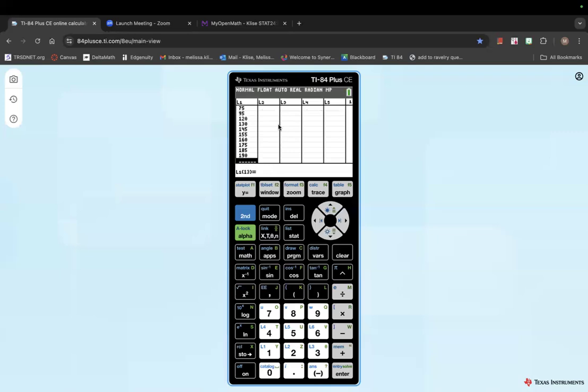Okay, got all of my X values in. I'm going to go back up and I'm going to work on my Y values. As I said before, the most common error is a typo in your data. That's where I make my errors.